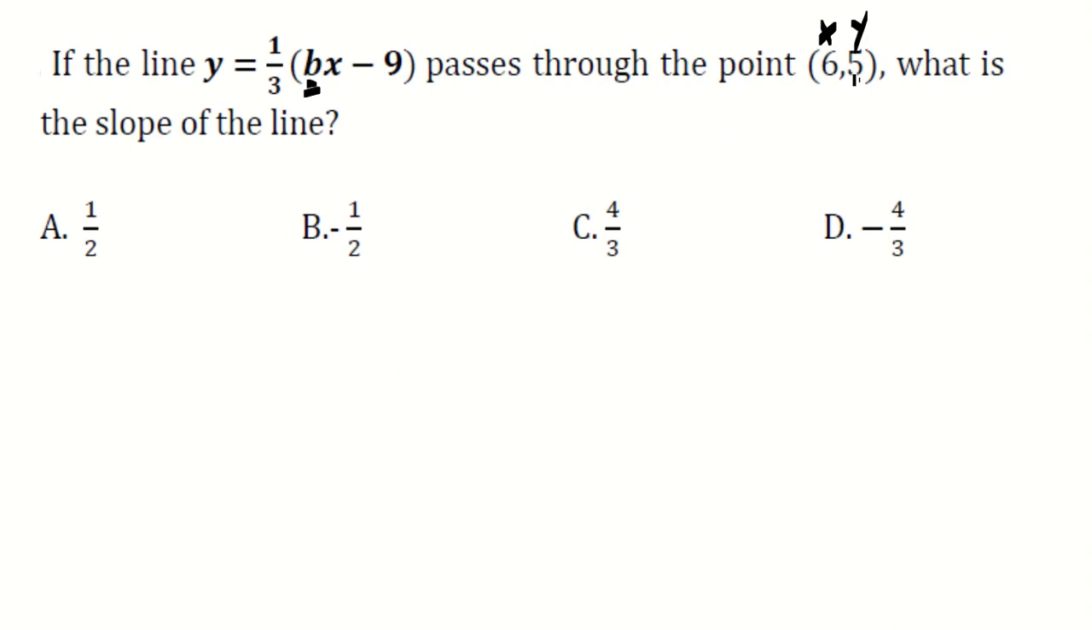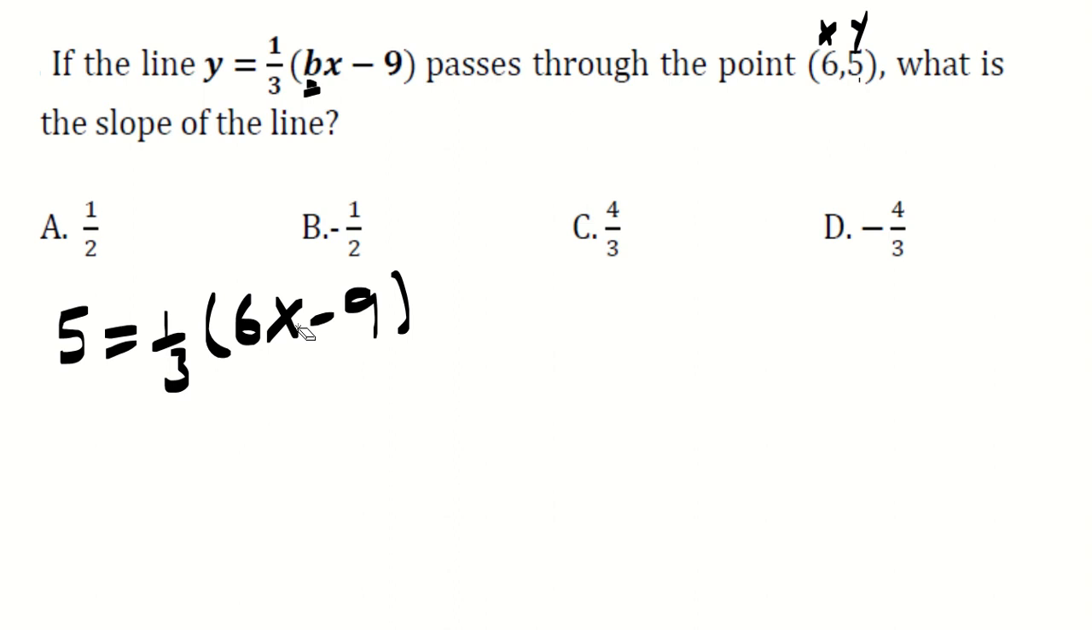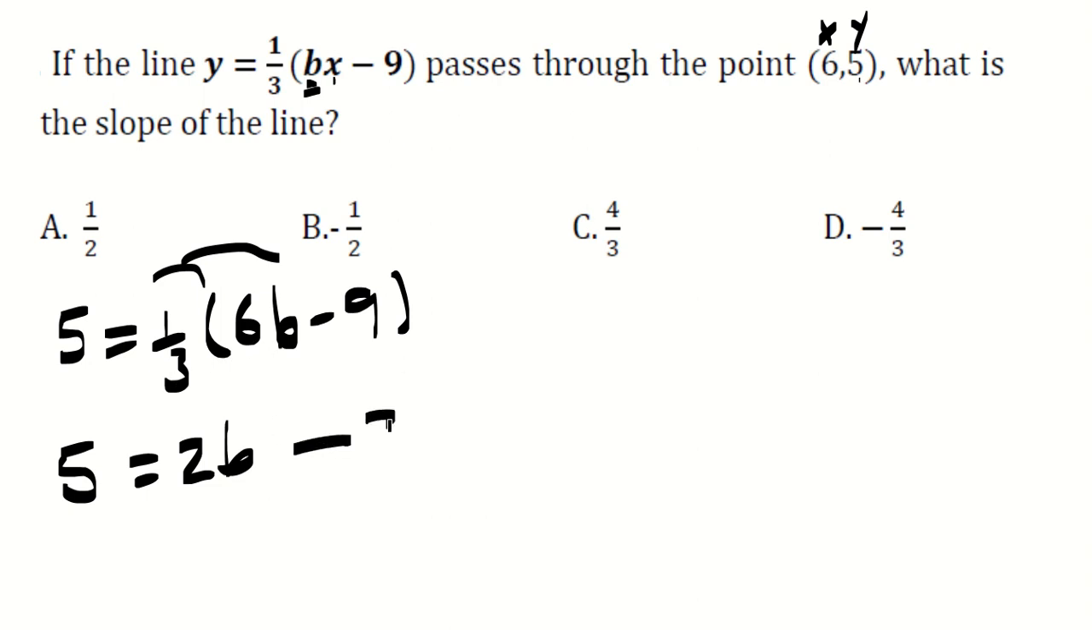Let's do it. So bring the 5 in place of y. 5 is equal to 1 over 3 times (6b minus 9). I substituted 6 in place of x. Then 1 over 3 will multiply each of them here. Don't forget that. So 5 is equal to 1 over 3 times 6b, which will be 2b, minus 1 over 3 times 9, which will be just 3. Therefore bring the 3 here, it will be added to the 5. So 8 is equal to 2b. Then divide both sides by 2. So the b value will be 4. Remember, we don't have to stop here. We are not asked the b value. We are asked the slope of the line.